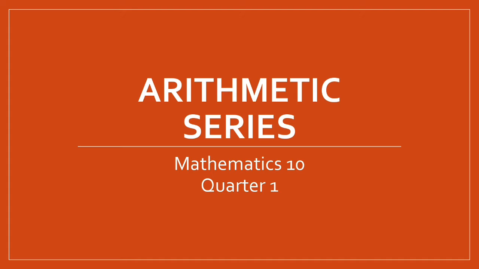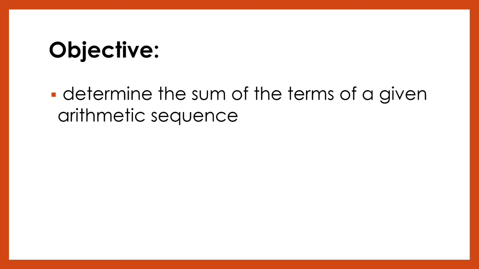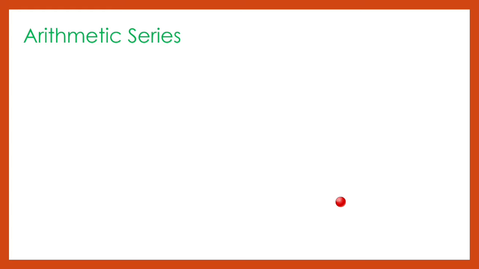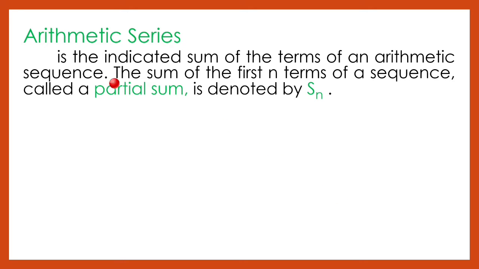In this video, we will learn about arithmetic series. We will determine the sum of the terms of a given arithmetic sequence, or what we call the arithmetic series. What is arithmetic series? Arithmetic series is the indicated sum of the terms of an arithmetic sequence. The sum of the first n terms of a sequence, called a partial sum, is denoted by S sub n.